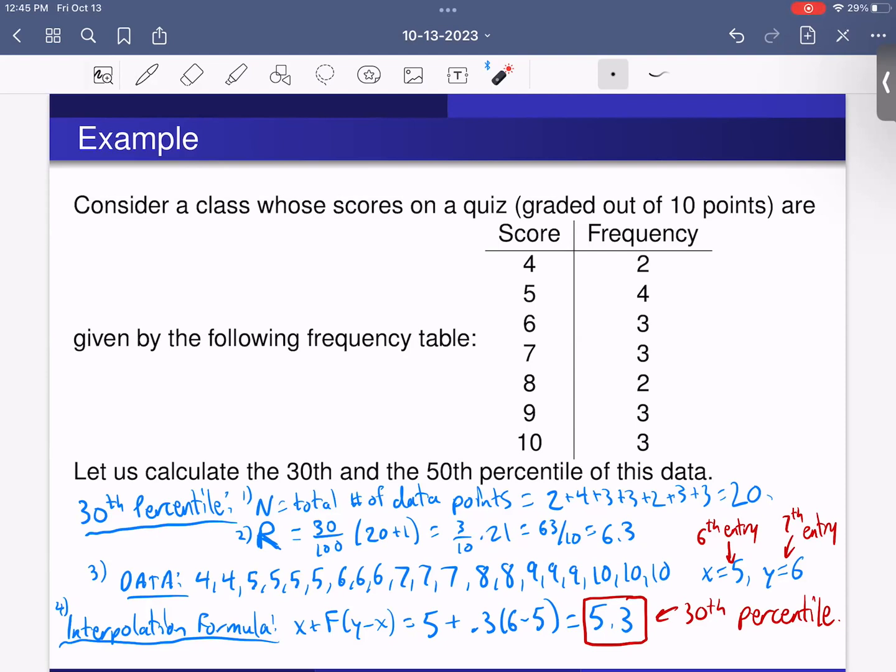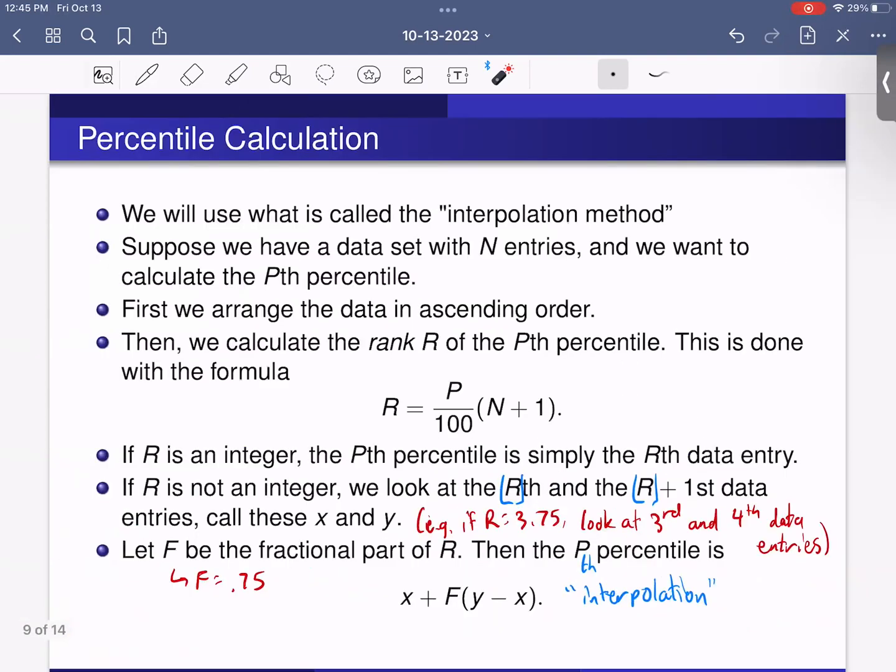Prince, did you have another question? Yes, I also have a question. Oh, sorry, James. Yeah, I really want to know how we calculate the rank. The rank is given by this formula here. So it's the percentile divided by 100 times n plus 1, where n is the total number of data entries. So this is the formula for the rank. Oh, okay. All right, thank you. You're welcome.